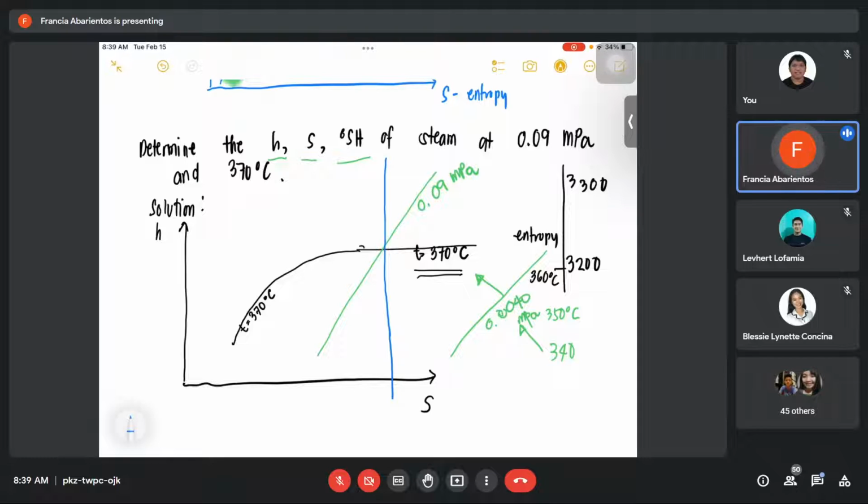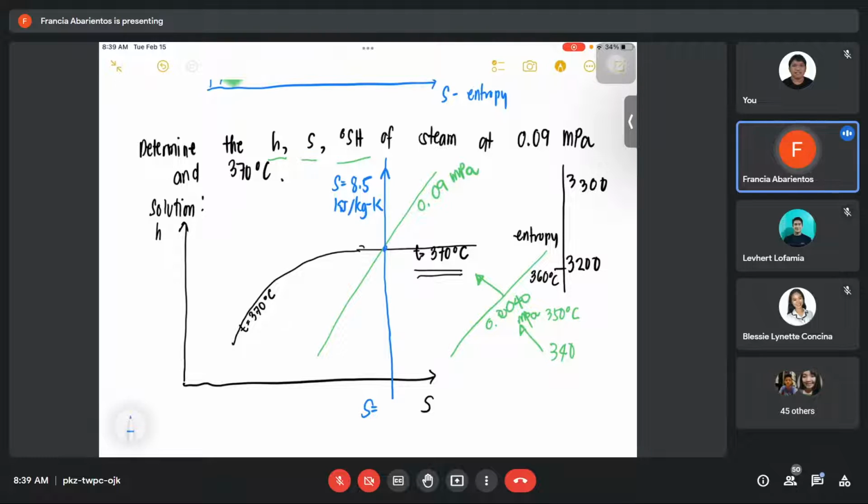Hanapin nyo yung class sa pinakataas. I-follow nyo yung line sa pinakataas ng intersection ng 370 and the 0.9. Di ba, class, eksakto? Punta kayo sa pinakataas. Kumuha kayo, class, ng ruler, ha? Makikita nyo yung entropy dyan is 8.5 kilojoule per kilogram Kelvin. Yung sa pinakataas, class.